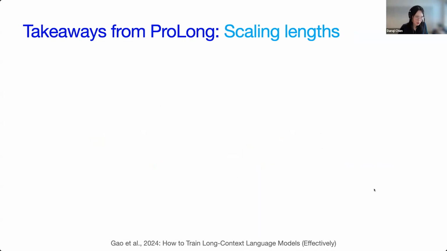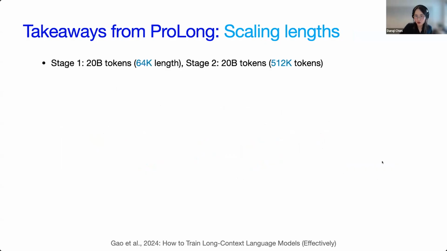Next, I want to talk a little bit about scaling. As I said, we used 40 billion tokens to train these long context models, and we did 2 stages of training. In the first stage, we trained on 20 billion tokens with documents up to 64,000 length. In the second stage, we trained on 20 billion tokens with up to 512,000 token lengths.